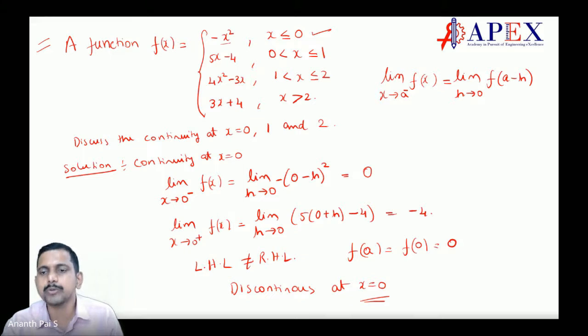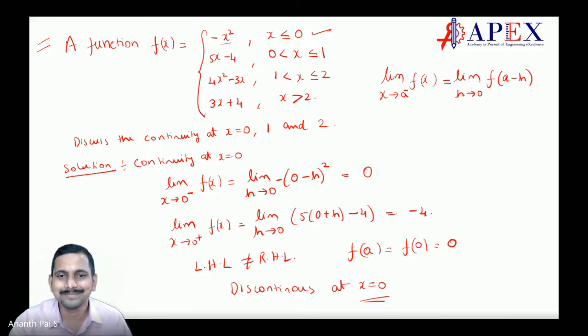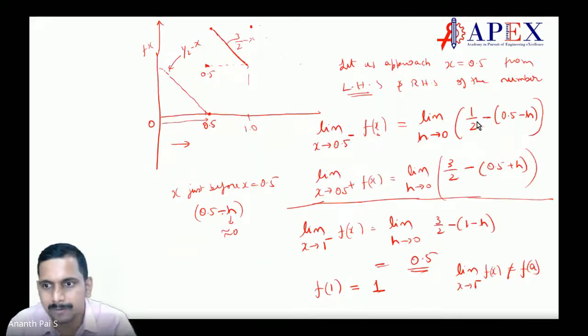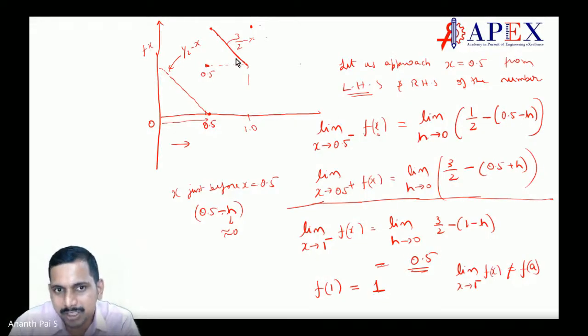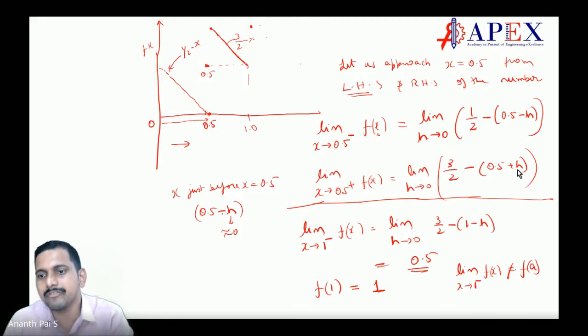Yes, sir. So instead of 0 you put 1 there. Simple. Getting it? See, we have done it here. Observe here, it is not 0, it is 0.5 here, is it not? So instead of x over here, what did we substitute? 0.5 minus h. Instead of x here, we said 0.5 plus h. But h tends to 0 over there. Exactly.